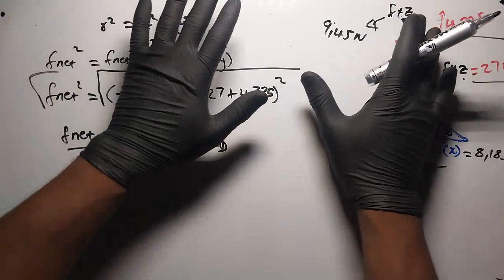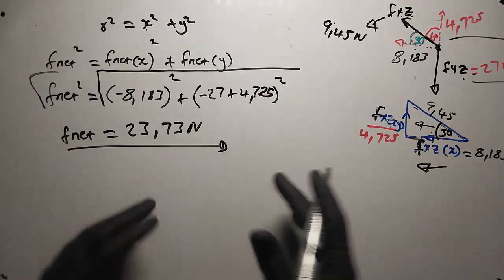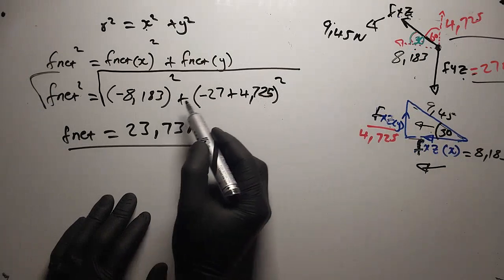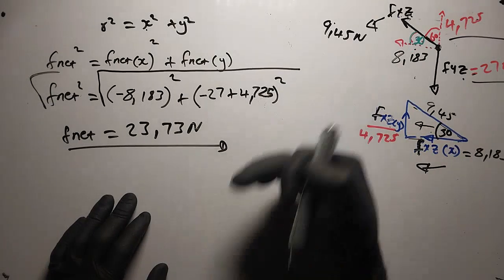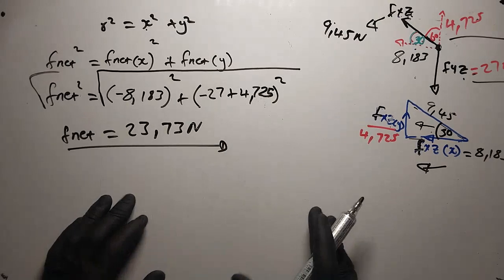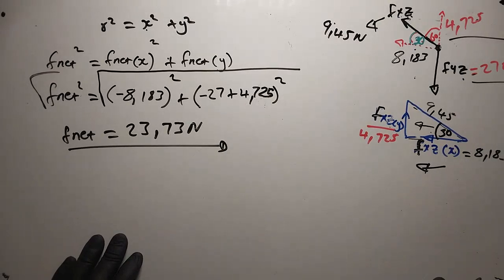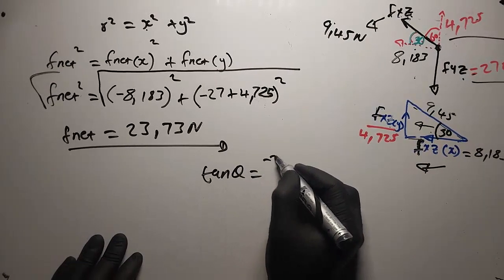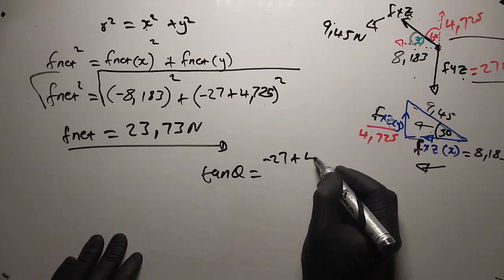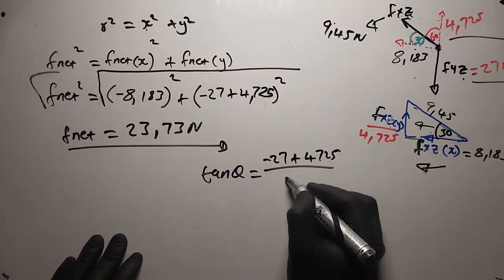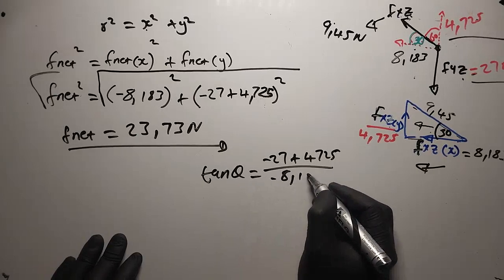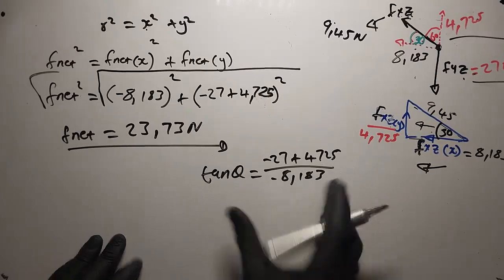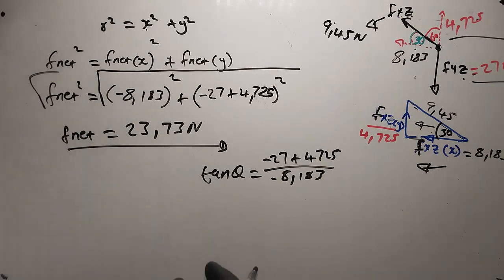If in this question you want the angle, you're going to take the inverse function tan of your y over your x, and then you're going to get the angle. For example, tan theta equals negative 27 plus 4,725 over 8,183. Then the angle you get here is going to be your direction if you want the direction. So about that. Now let's go to the second question, which is this part.